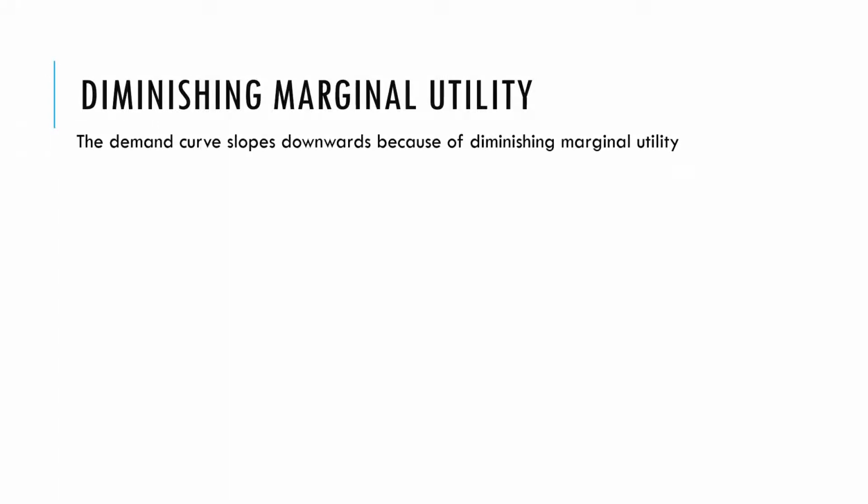Why is it downward sloping? Well, because of a concept in economics called diminishing marginal utility. So let's quickly look at this concept. The demand curve slopes downwards because of diminishing marginal utility.